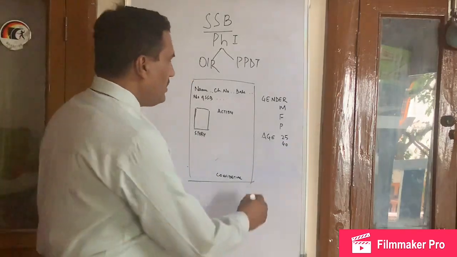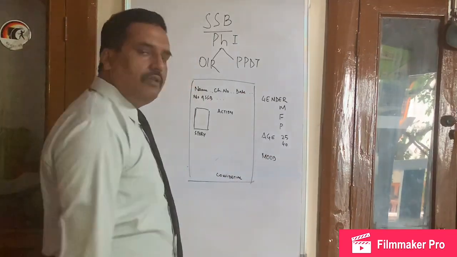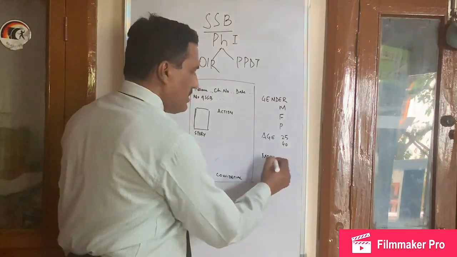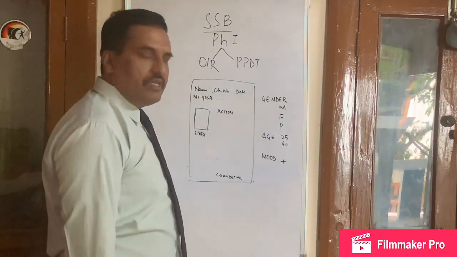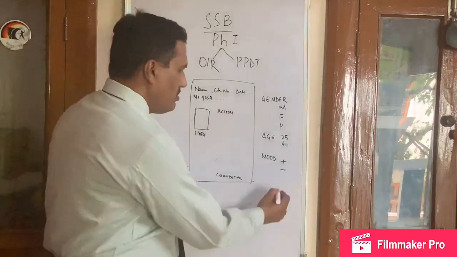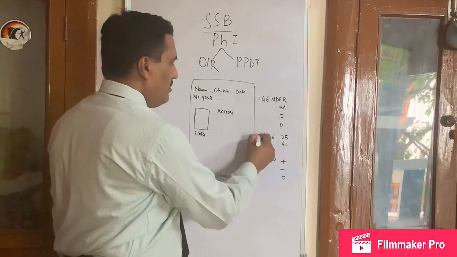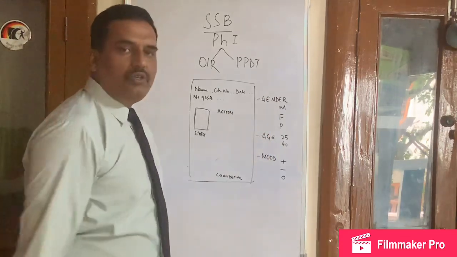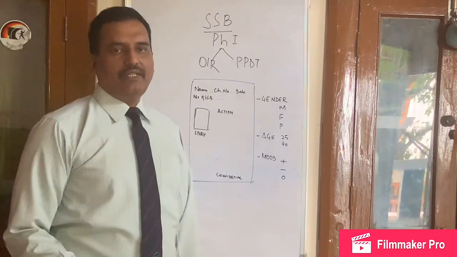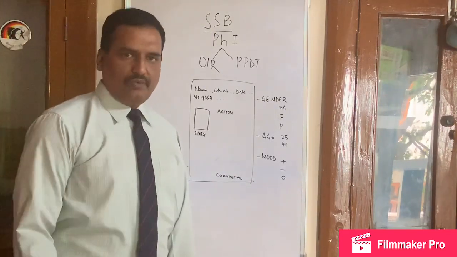And the third thing which you have to identify is the mood of the character. If you feel that the mood of the character is positive, you will write a plus sign. If you feel that the mood is negative, a minus sign. And if you feel that the mood is neutral, 0. So under these three headings, that is gender, age and mood, you have to give the details of as many characters as you can see from the picture which has been shown to you.